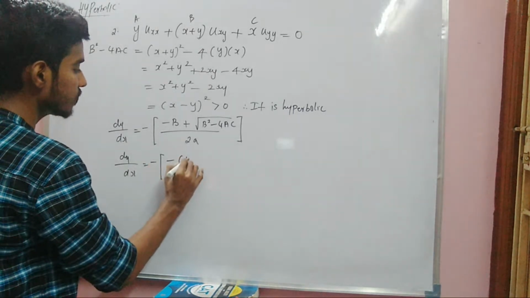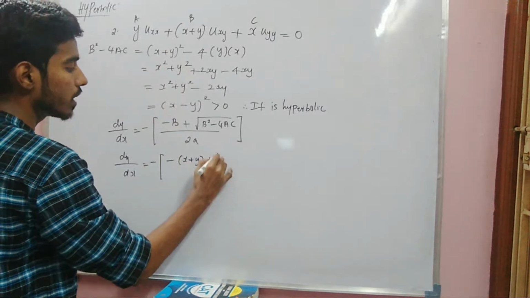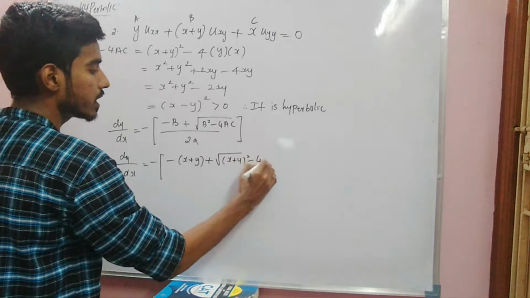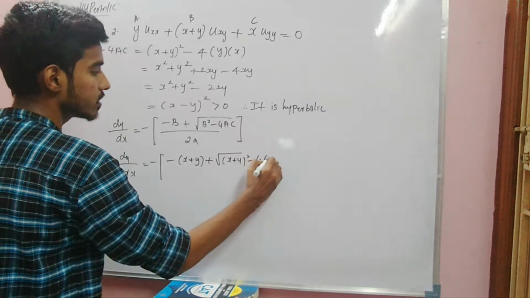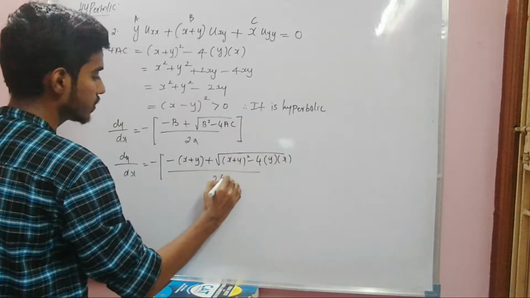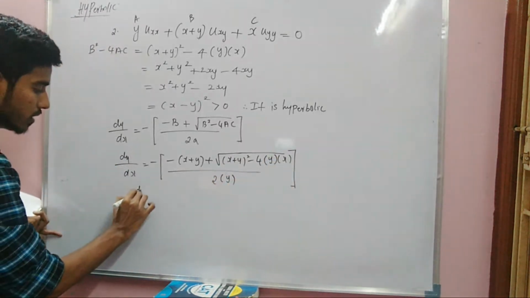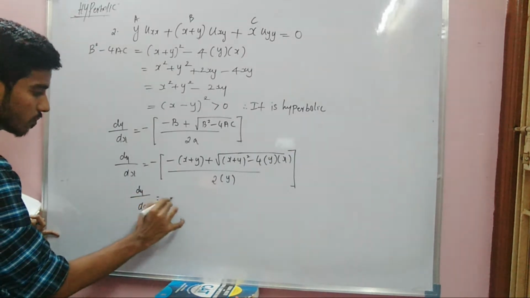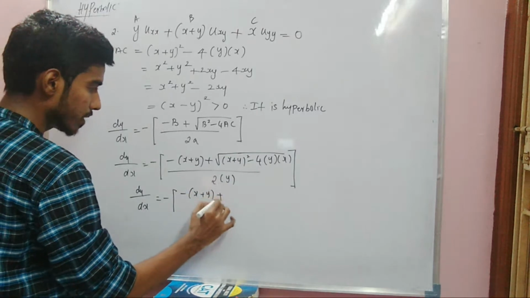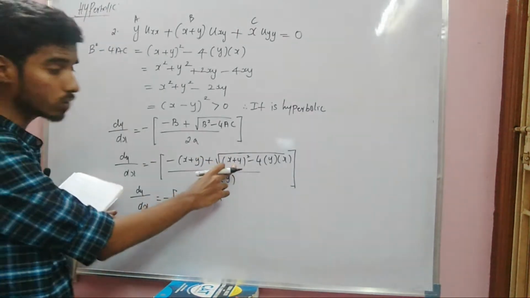This is minus of x plus y, right? B is x plus y, plus square root of b square, so x plus y whole square, minus 4 into ac, so 4 into y into x, divided by 2 into y. So this will be dy by dx is equal to minus half, this will be minus of x plus y plus, and here we are going to have square root of x minus y whole square, right?